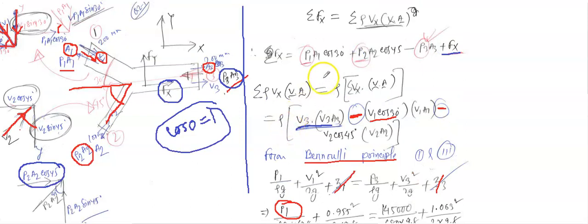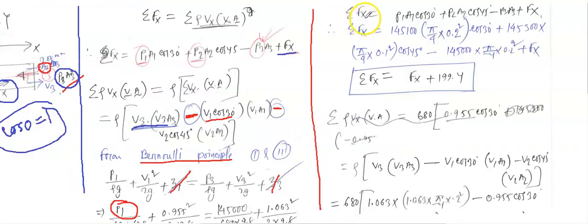Once we know P1 and P2, we already know P3. So if we substitute everything, then we will get an expression for the net force along the x-axis. You see the net force is this. We substitute all values, P1, A1, everything, then we got this. The net force equals Fx plus 199.4. So now according to the formula, we need to calculate this.